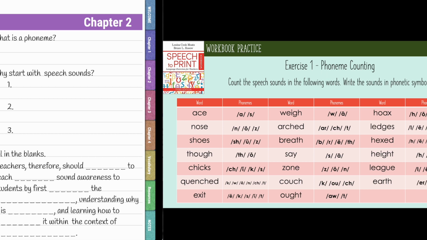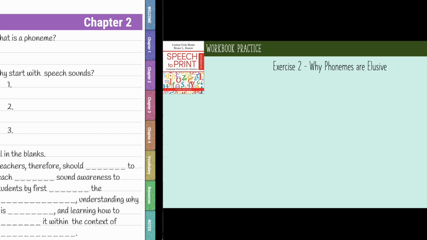There are two. Now, as you look at that list, are there any words that surprised you? Are there any spelling patterns that were interesting when you look at the actual sound they represent and how many letters we use to represent those sounds? Now let's take a closer look at why those phonemes might be elusive in co-articulation.